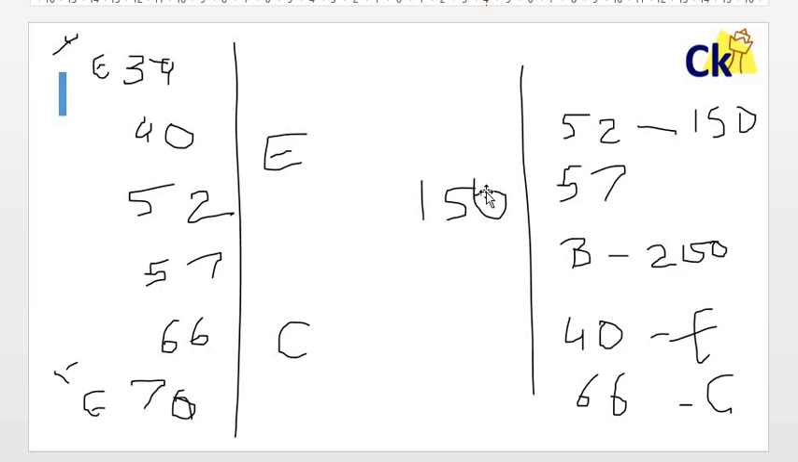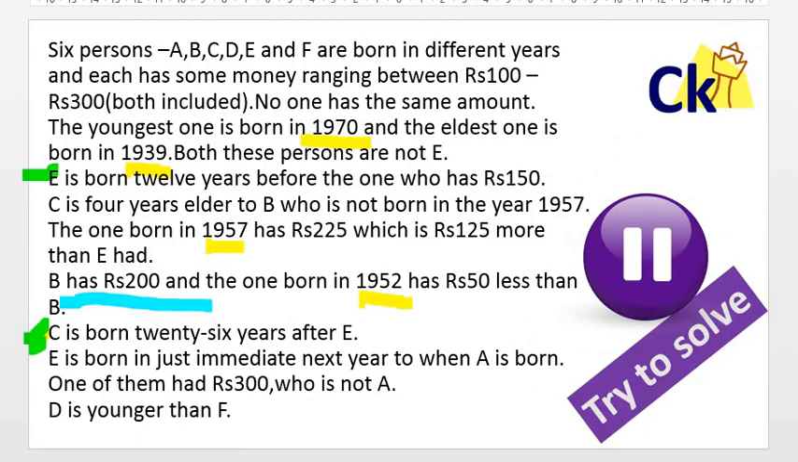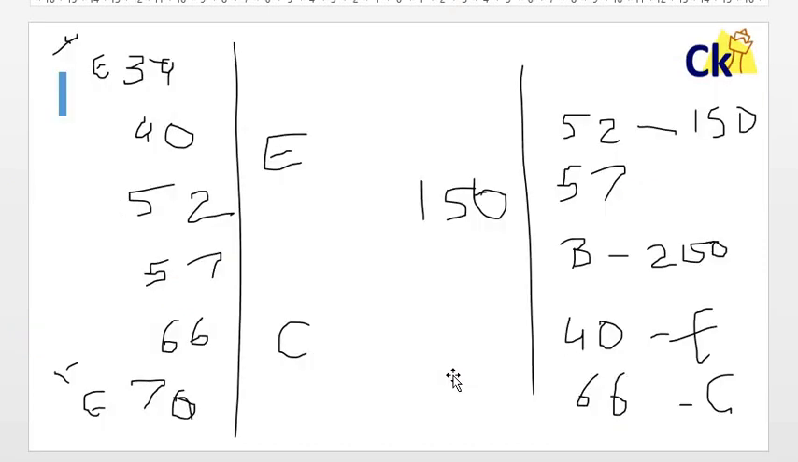Now let's go back to the question again. What is given is this condition, E is born in just the immediate next year to when A was born. So A is 1 year elder to E. So if E is born in 1940, then A must be born in 1939. Okay, we get this info also. This is A.